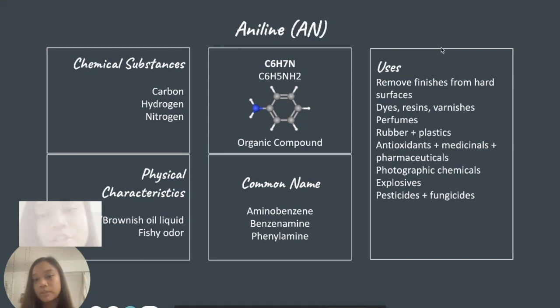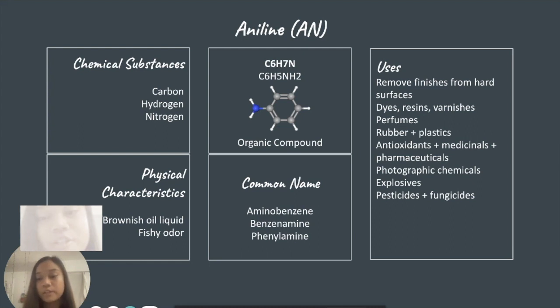The next chemical substance is AN. Again, like mentioned before, this information is from PubChem. Its chemical formula is C6H7N. It is another organic compound. This is the molecular structure. Its common names are aminobenzene, benzeneamine, and phenylamine. The chemical elements are carbon, hydrogen, and nitrogen.